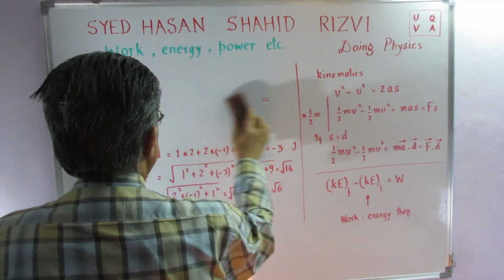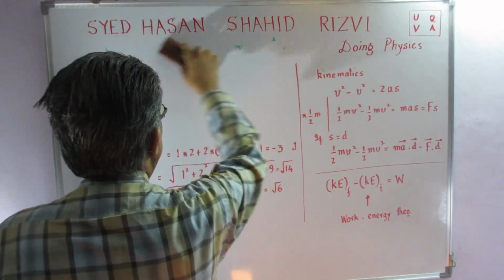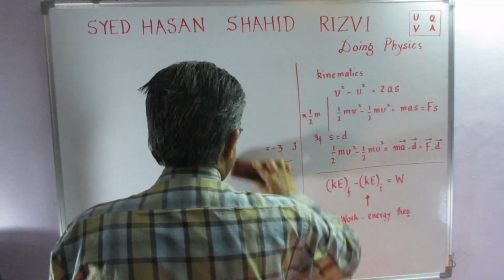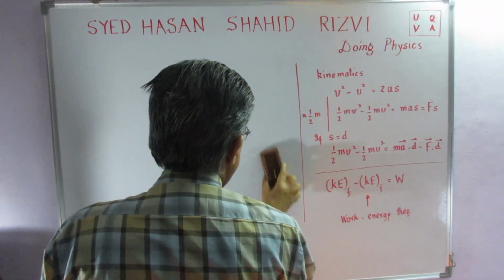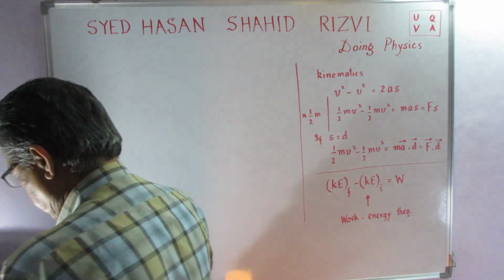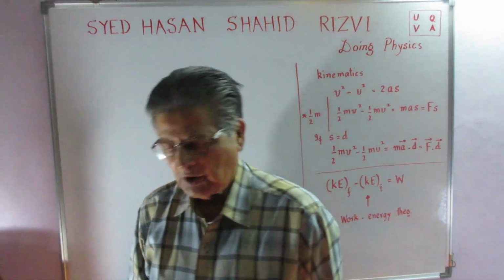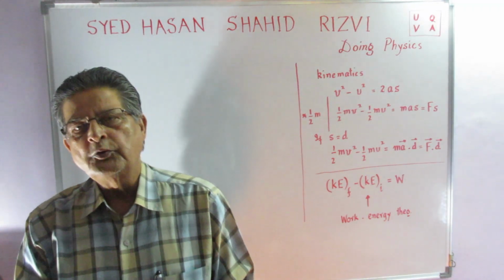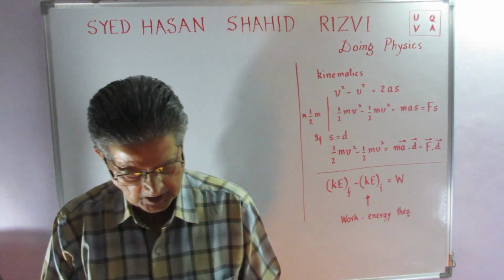In the kinetic energy, I will explain to you, this is the energy because of a body of mass m moving with a given velocity v.